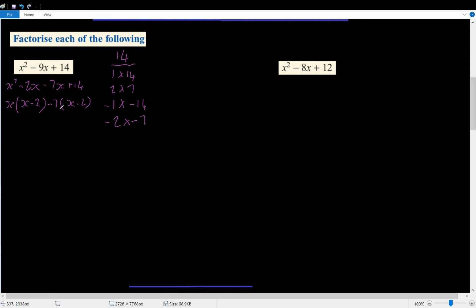And now our common factor is x minus 2, so we write that down: x minus 2 times x minus 7. And that's our expression fully factorized.